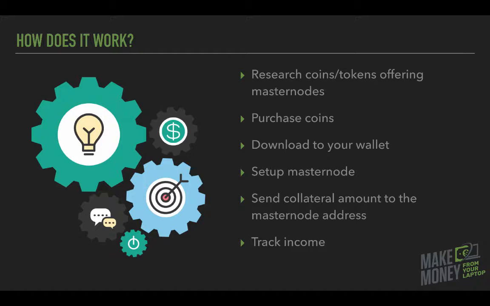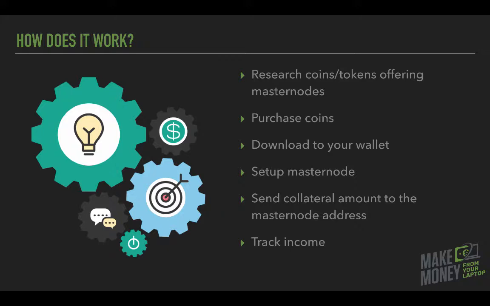So anyway, how does it work? Well, the first thing we want to do is go out and research the coins, the tokens that offer masternode opportunities. So we want to do some research behind it to find out which are the ones we might want to invest in order to establish the collateral required to own a masternode. Once we know who we want to invest in, we go ahead and purchase those coins or those tokens, download them into our wallet, then we set up the masternode. And this is where there's some technical things that are involved in setting it up.